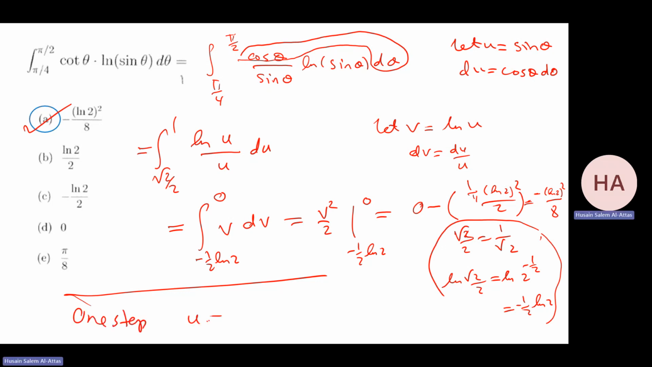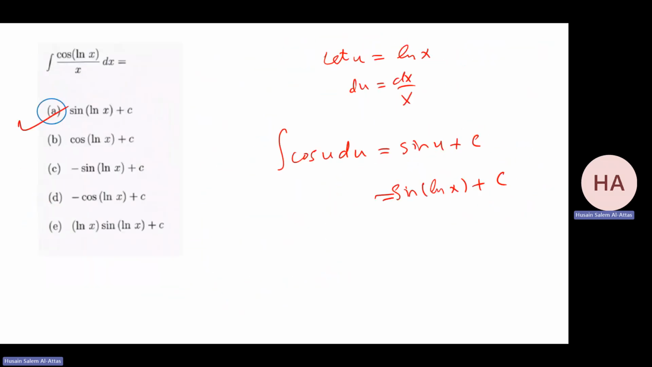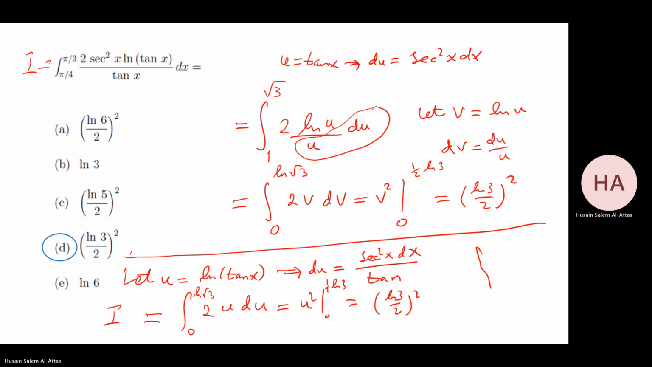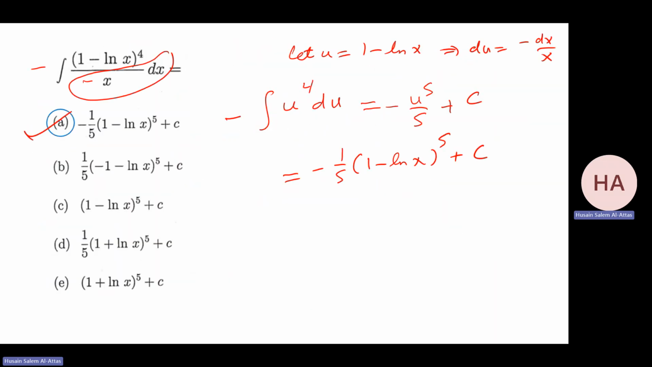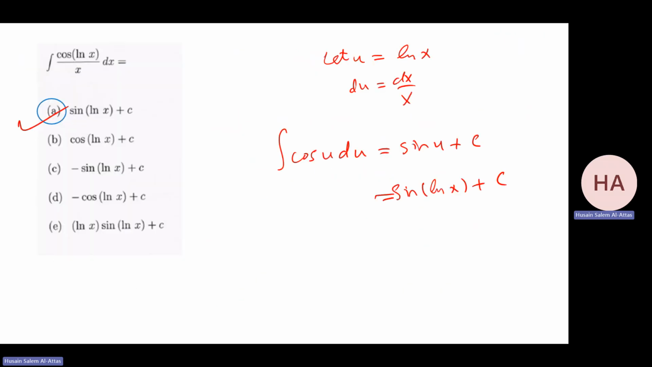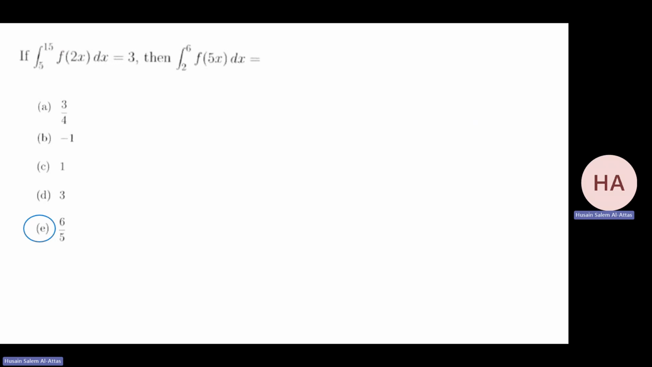If we take u as ln of sine theta, like what we did in this one. Remember? Yeah, like what we did here. You can do it in one step, or you can do it in 2 steps. Sometimes it's good to do it in 2 steps to be sure you are doing it correctly, and there are no mistakes, especially with the calculations. Okay. Now he gave you f of 2x, and he wants f of 5x. Very clear. I need to move these two to the same.